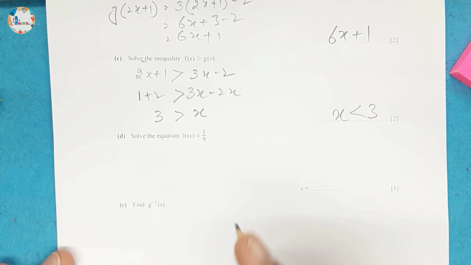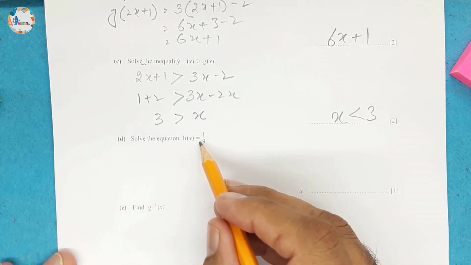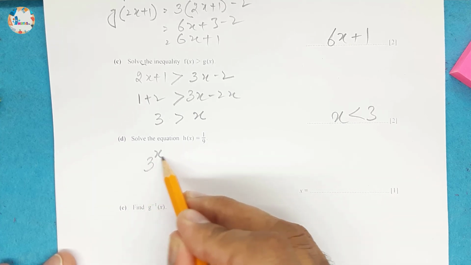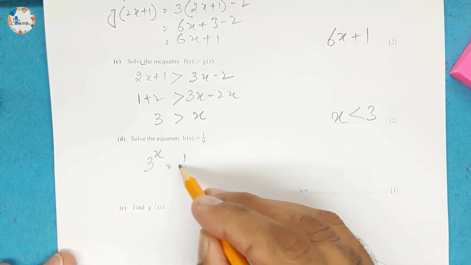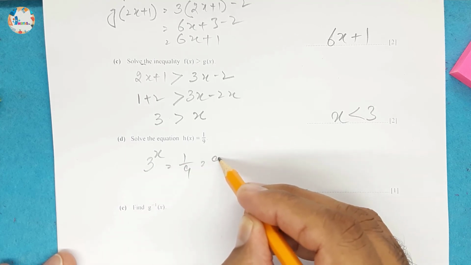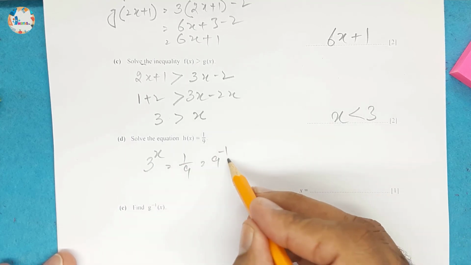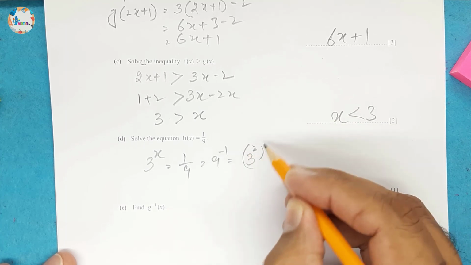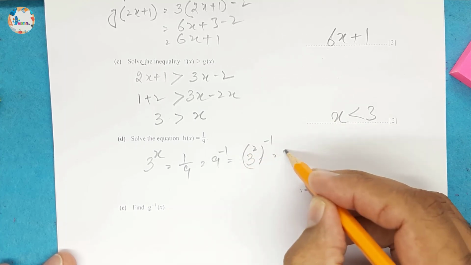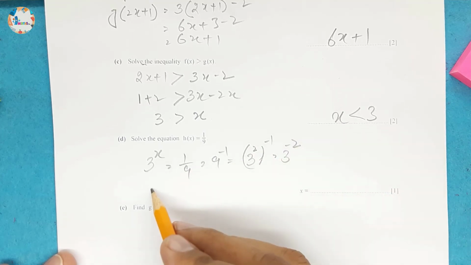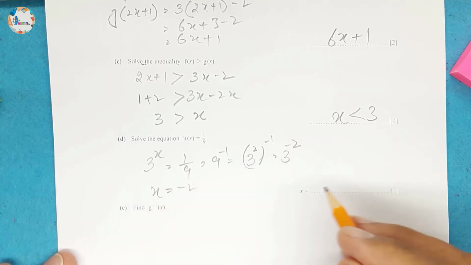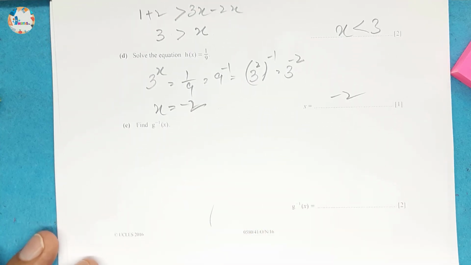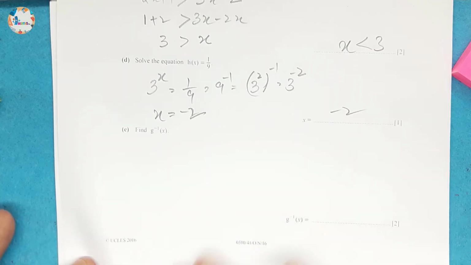Solve the equation h of x is equal to 1 over 9. So h of x is basically 3 raised to x, equal to 1 over 9, which can be written as 9 raised to minus 1, which can be written as 3 squared whole raised to minus 1, and this can be written as 3 raised to minus 2. So this implies x is equal to minus 2. Hopefully you got this.